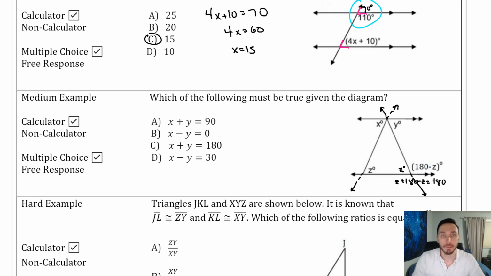We can actually force a relationship between z and y here. These are alternate interior angles. Z and y are the same. Likewise, we can create a relationship between z and x here. They are alternate interior angles. Z and x are the same. So if z is equal to y, and z is also equal to x, by transitive property, x is equal to y. They're the same.